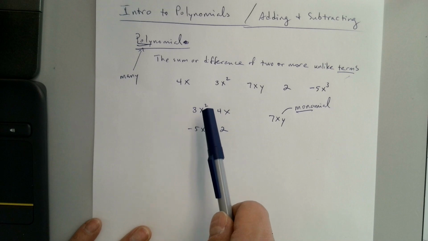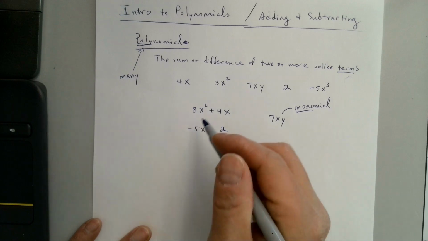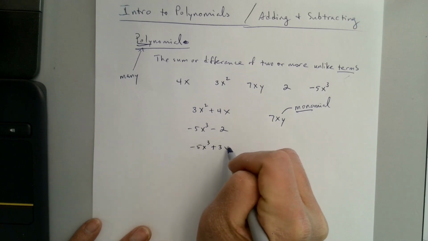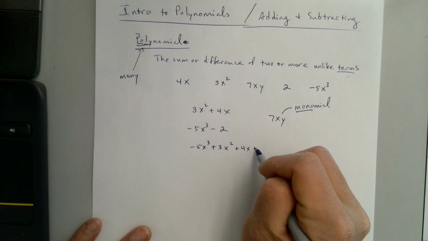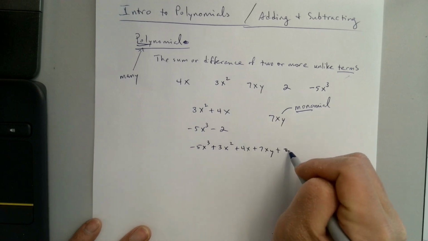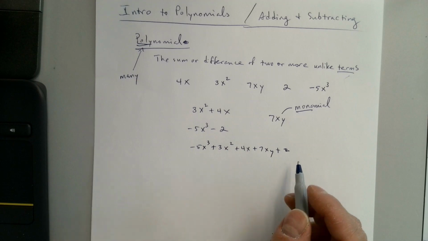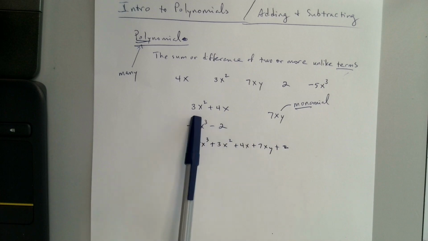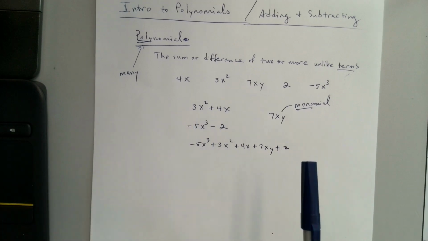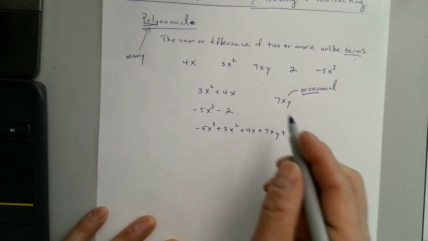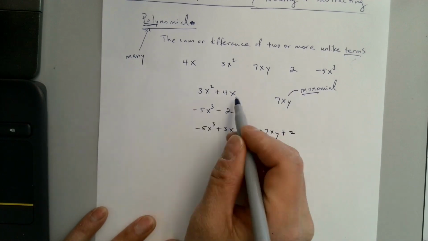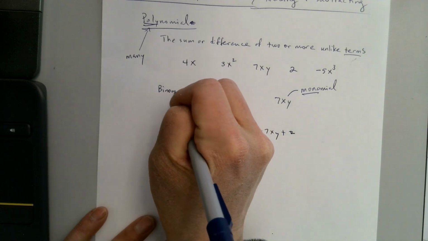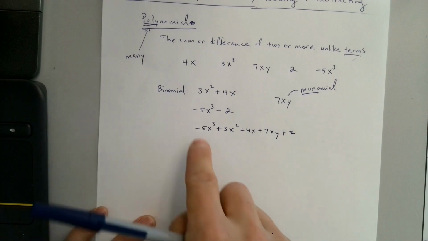And as I said, it's at least two. So I could take all of these, add them all together, and this is also a polynomial, a very long polynomial. Now I can have polynomials with 2 terms, as you see here, or 3 terms, or 4 terms, etc. If I have a polynomial of 2 terms, it has a special name. This type of polynomial, since there are 2 terms, is called a binomial, 2 terms.